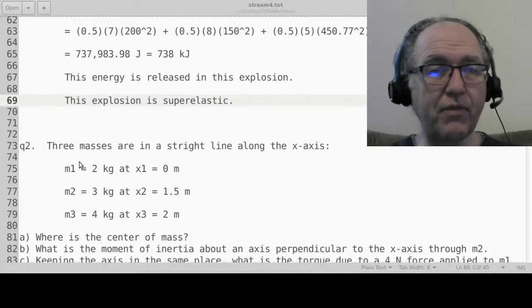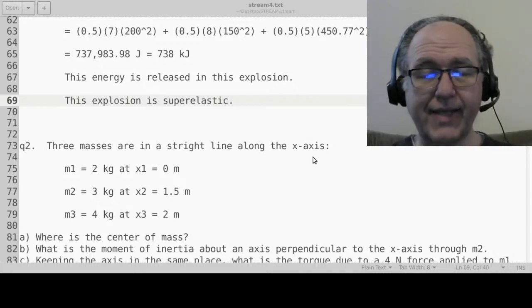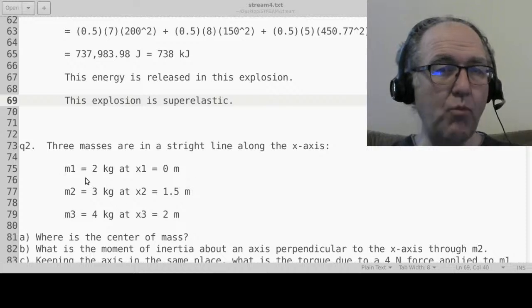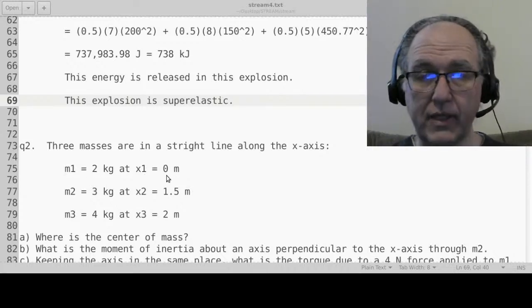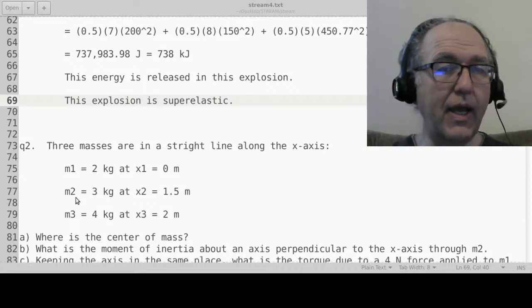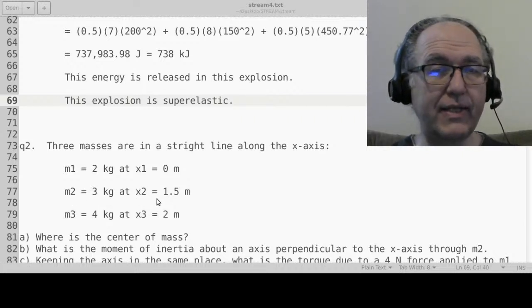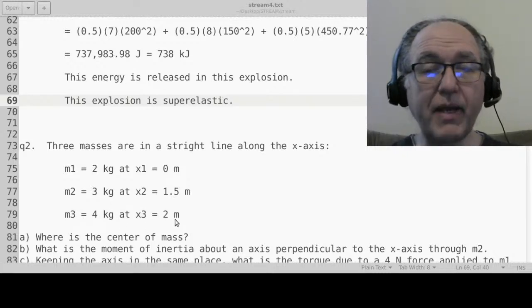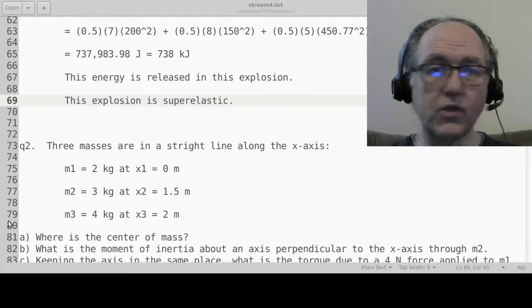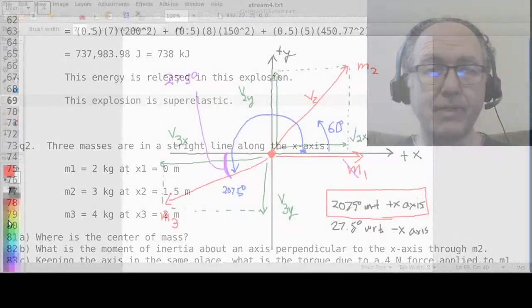All right, so I've got 3 masses that are in a straight line along the x-axis. M1 is 2 kilograms, and it's at x equal to 0 meters. That's along the x-axis. We'll draw a picture. M2 is 3 kilograms, and it's at 1.5 meters along the x-axis. And M3 is 4 kilograms, and it's at 2 meters along the x-axis. So let's draw that picture first so that we can see what's going on.